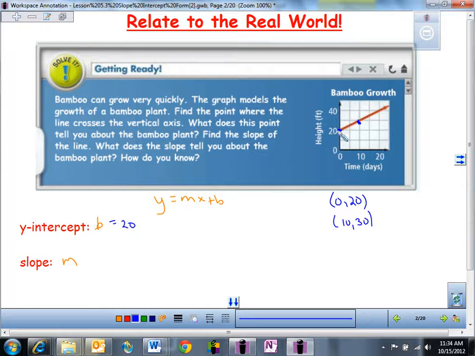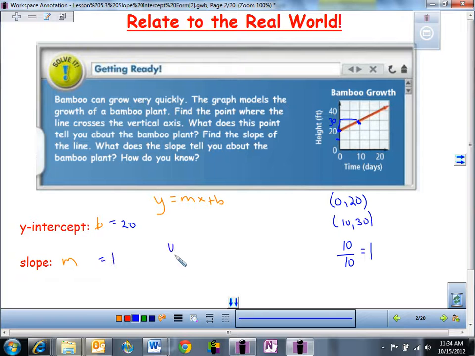So we want to decide how much did we increase by. So it looks like we went up 10 to 30, and then we went over 10. So our rise is 10, and our run is also 10. So notice our scale on the y-axis is jumping by 10. The scale on the x-axis is jumping by 5. So then we jumped up 10 over 10, so that gives us a slope of 1. So every day the bamboo grows 1 foot.